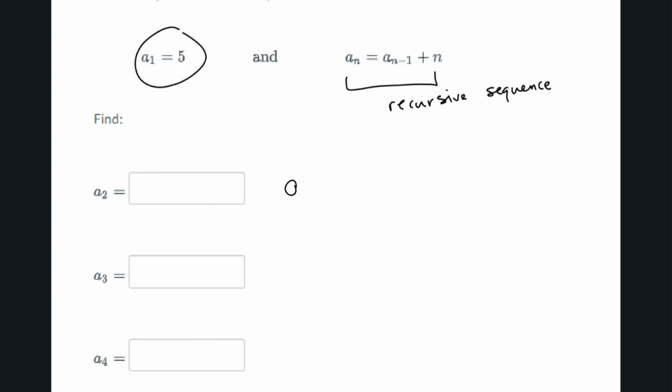If I want to find the second term, by the way the formula works, everywhere there's an n, I'm now going to plug in a 2. A sub 2 is a sub 2 minus 1 plus 2. And I think it's helpful to write out the formula and then you can fill in the details. Well, a sub 2 minus 1, 2 minus 1 is 1. That's a sub 1. We know what a sub 1 is. A sub 1 is 5.